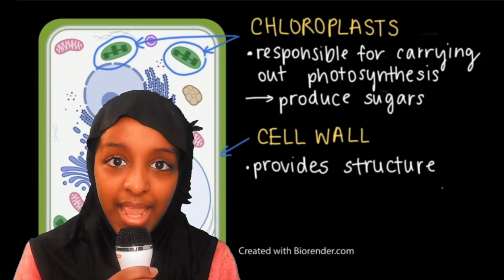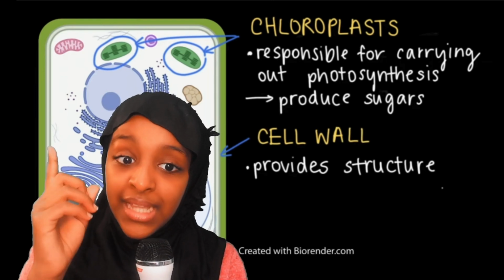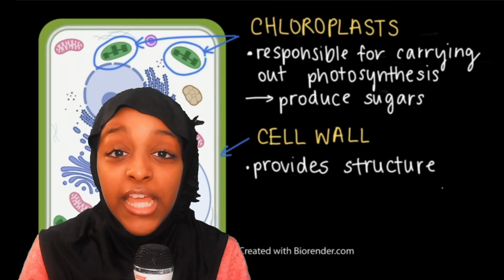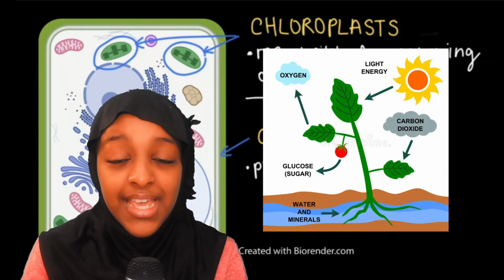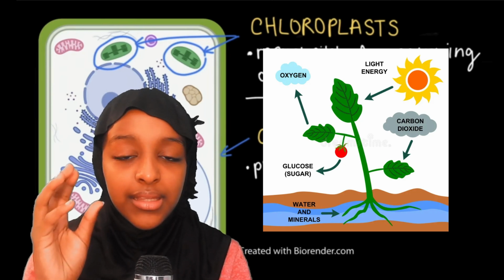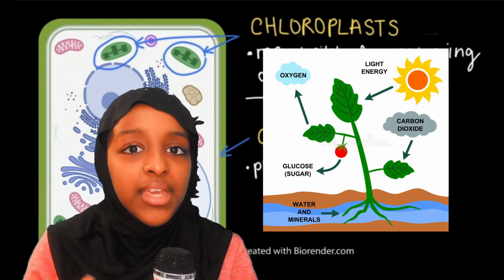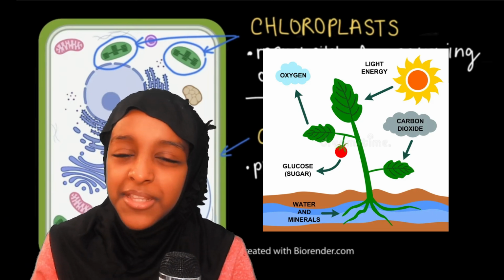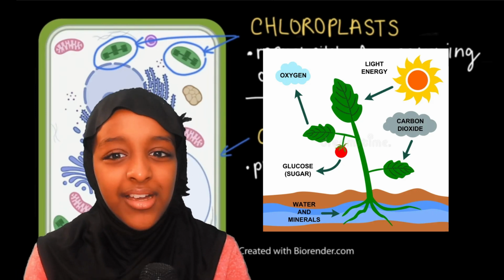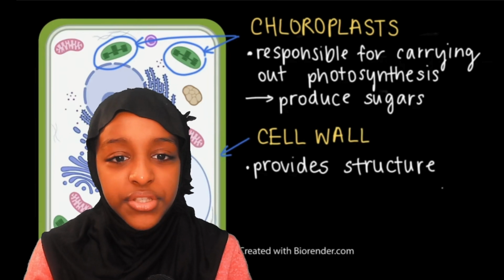Notice that animal cells do not contain chloroplasts. Chloroplasts in plant cells are responsible for carrying out photosynthesis. If you don't know what photosynthesis is, it is when plants take sunlight from the sun. They take the sunlight and they convert that into sugars or vitamins for them so that they can stay strong all year long. These chloroplasts also produce sugars.